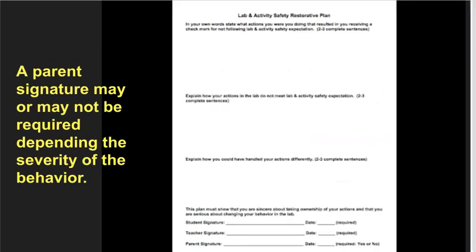All right. Now, the parent signature on the back side of that document may or may not be required depending upon the severity of your behavior. A phone call home may not be required. If you make a poor choice, and we talk about it, and then you understand what was wrong, and you're not going to do that behavior again, then that's good enough that you'll do the lab alternative for that day, and then you can hopefully get back into the next lab activity that we do.